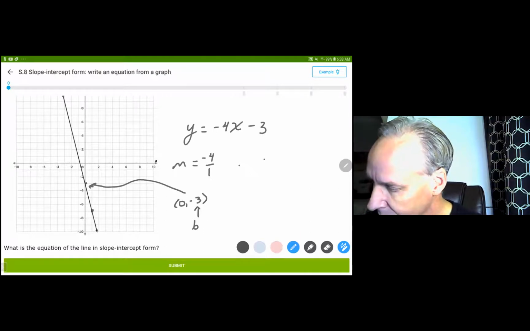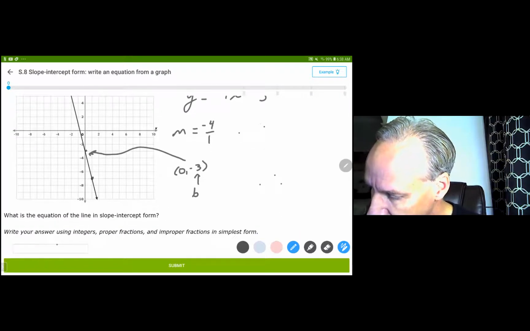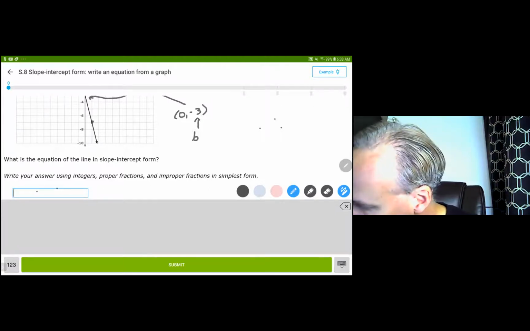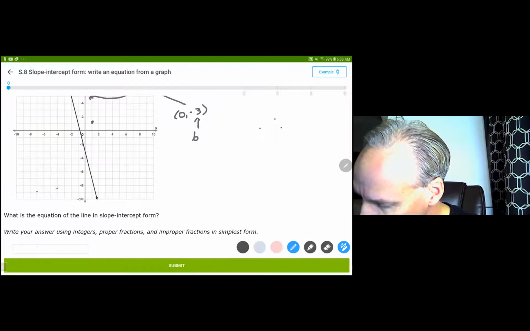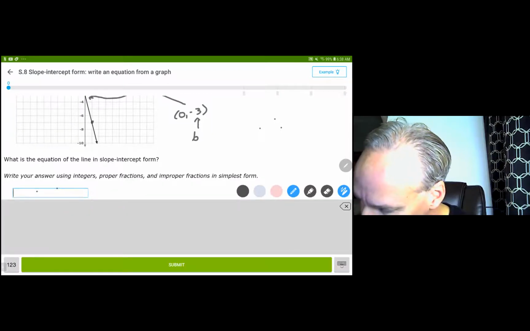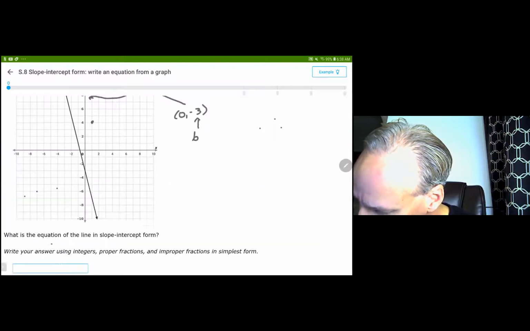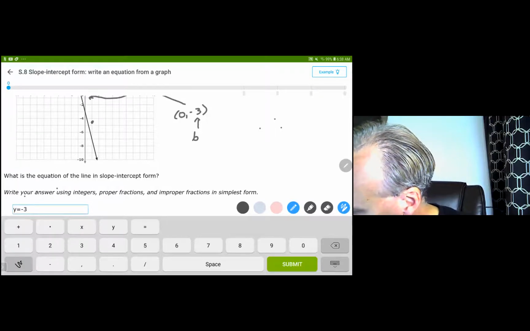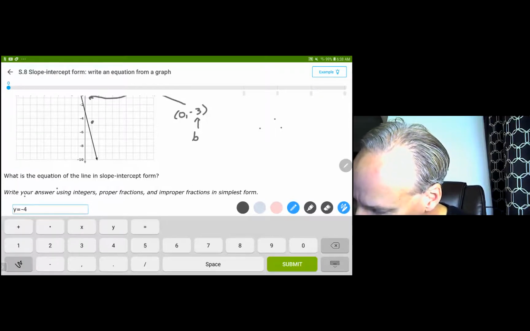So there we have it. It's going to take a little while because I've got to type it in. Let's see, there's my keyboard. There it is. So y equals -4x minus 3.